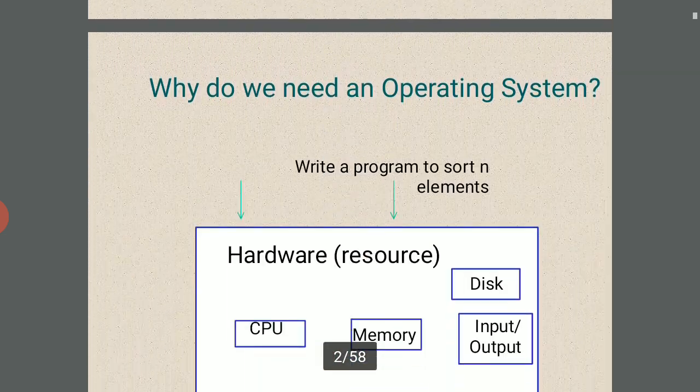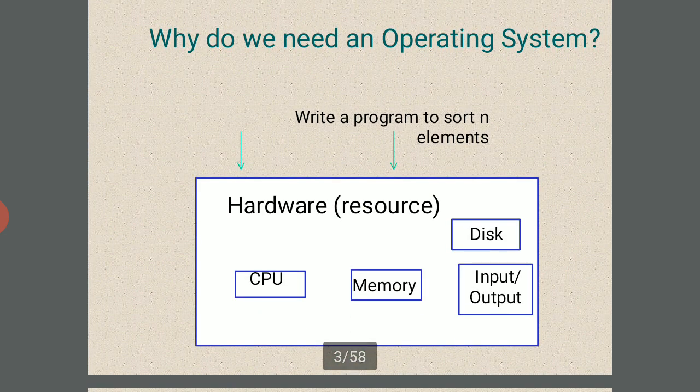In previous classes we already discussed, and again we briefly recap: why do we need an operating system? Write a program to sort elements, using hardware resources: the CPU, memory, disk, and input output. The physical components of the computer are called hardware.